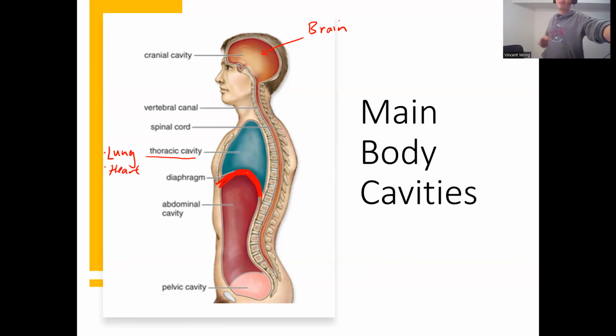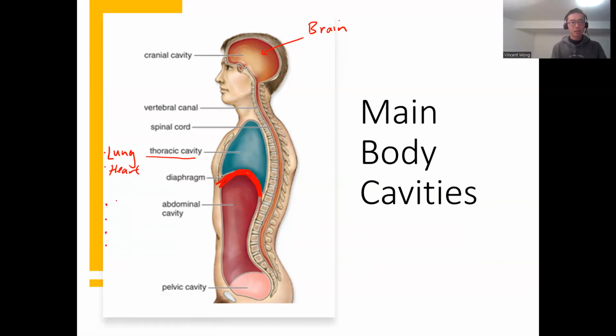Okay, so you have a diaphragm here. That's like a dome-shaped muscle that helps you breathe. Okay, so what about the abdominal cavity? What's in there? You should be able to give me a bunch of things that are here. I want 4. Give me 4 things that are in there.